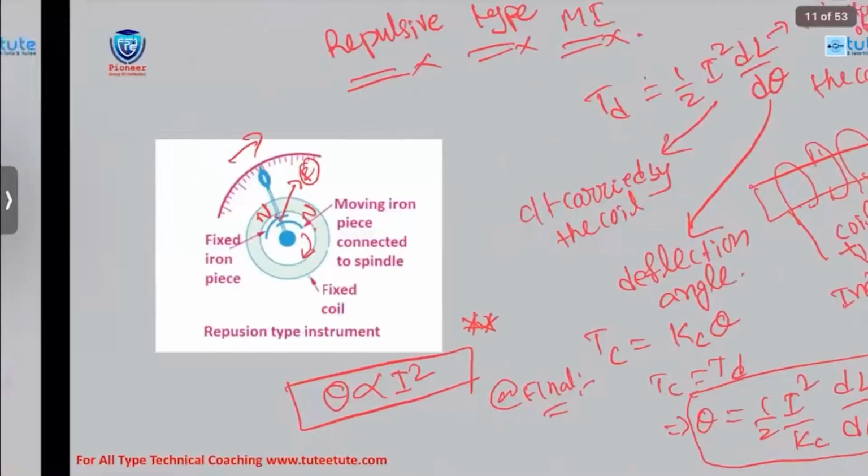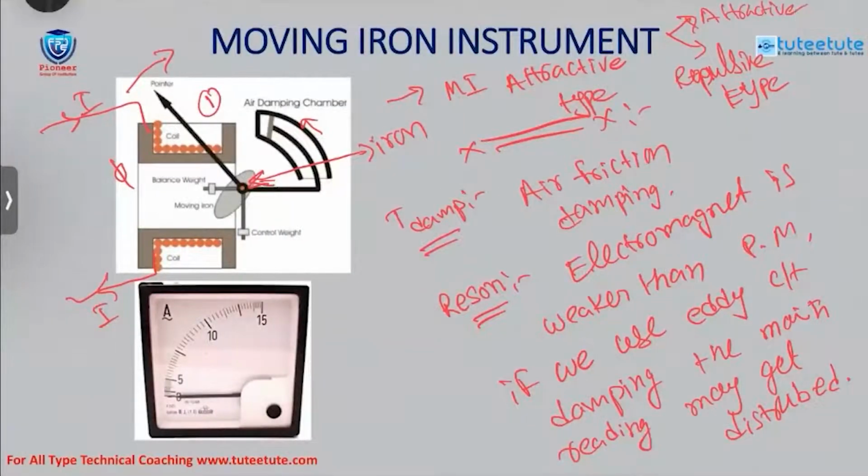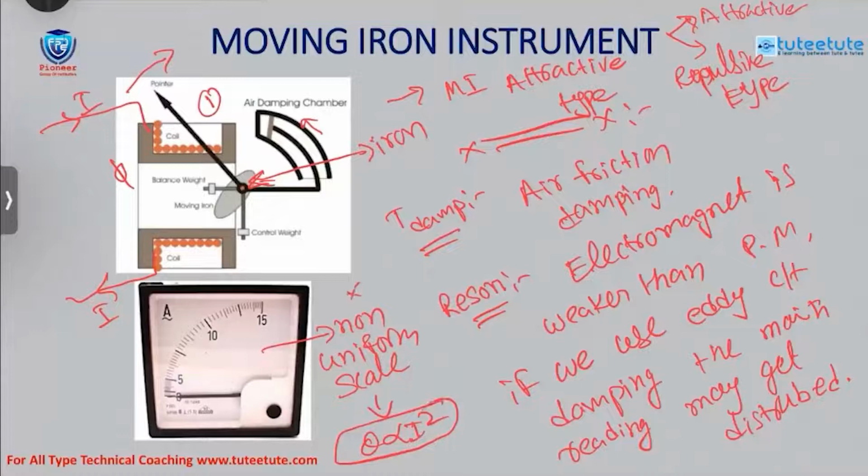Since it is a square of the current, the scale in the moving iron instrument is non-uniform. Why non-uniform scale? Because theta is directly proportional to I square. This is important for our exam. Whereas in moving coil instruments, theta is directly proportional to I, so there we will get a uniform scale.